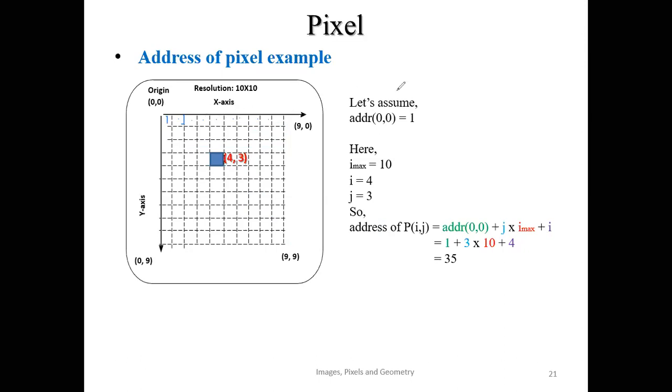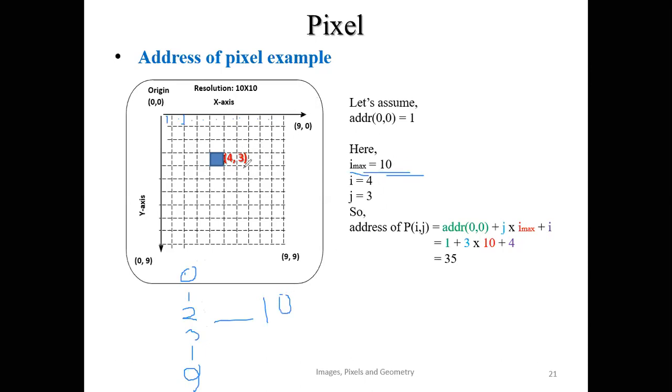So first we calculate the value of Imax. What is Imax? Imax is basically the maximum number of dimensions. So here, as you can see, it starts from 0 to 9, so basically we have 10 dimensions. Why? 0, 1, 2, 3, 4, 5, 6, 7, 8, 9. If you start counting 0, 1, 2, 3, up to 9, how many pixels will you have? You will have 10 pixels. So the value of Imax is 10.